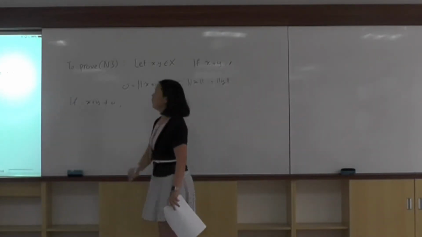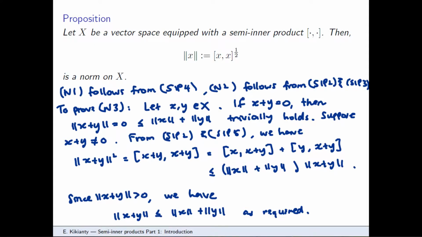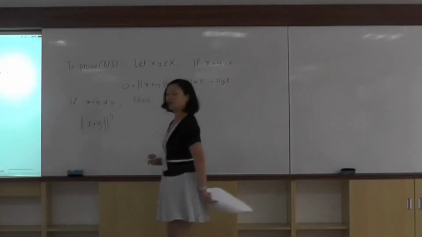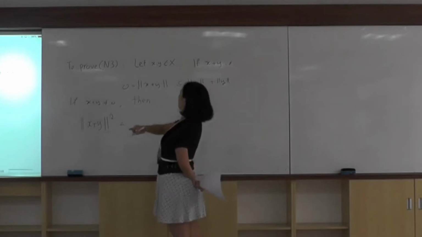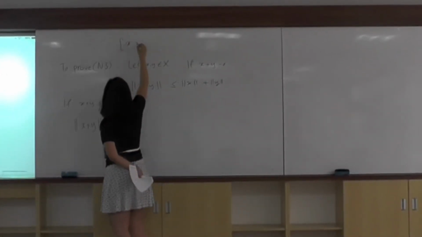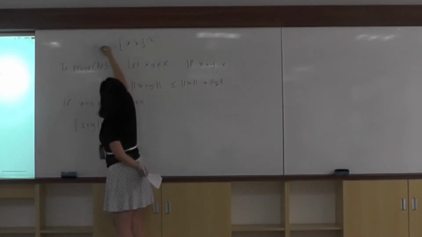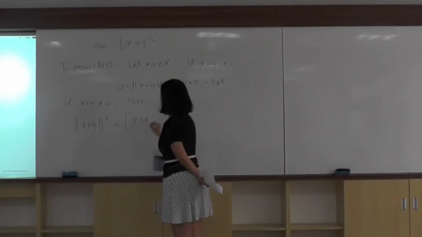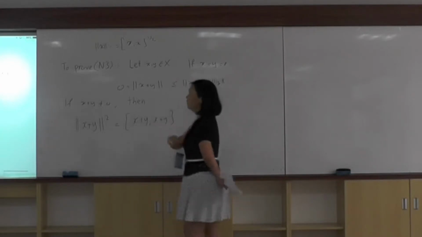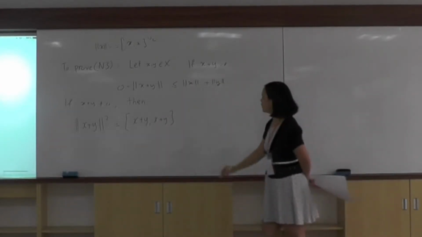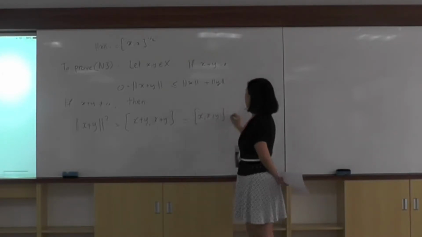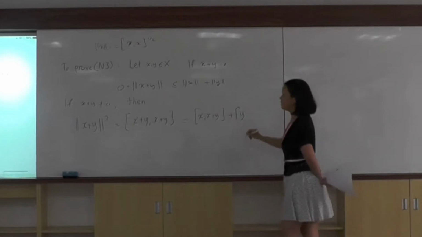Very simple. So if x plus y is not 0, then what do we do? Well, I need to combine a few of my axioms. Okay, I'm going to do the following. Norm of x plus y squared is what? Well, I have written down my definition already. I can write it as the semi-inner product of x plus y, but be careful, your linearity only holds for the first argument. So x plus y, x plus y, right?